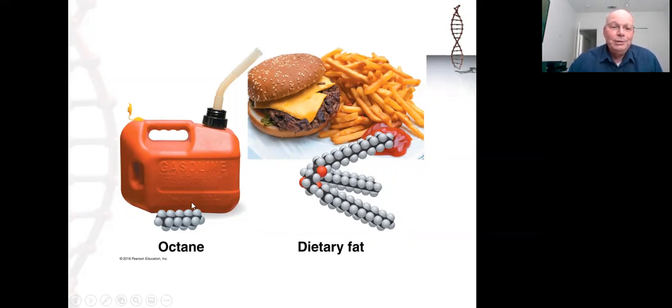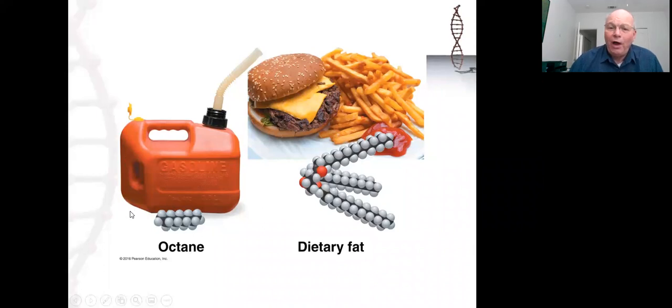Burning the gasoline, burning the octane, releases energy that can then be used to drive the car down the road. The same is true for burning fat and other food molecules. Again, they're organic molecules. They're largely hydrocarbons. When we burn them, we produce a lot of carbon dioxide and water almost exclusively, and we release energy. But we don't burn it in the same way as we burn gasoline in an engine.